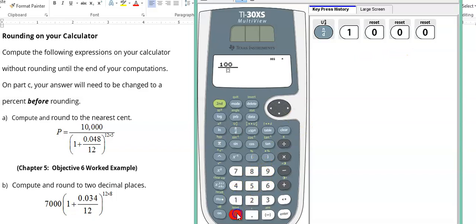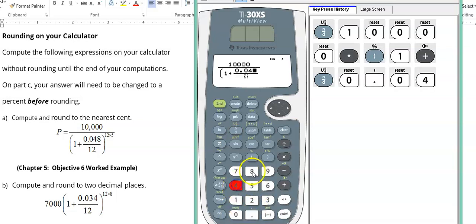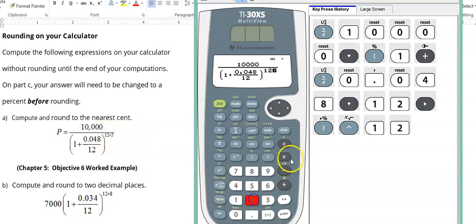The numerator has 10,000 in it. And the denominator, I'm going to set this up just like I see it. So I need parentheses, 1 plus a new fraction, 0.048 divided by 12. Move the arrow to the right and close the parentheses. Now I'm going to use the caret for the exponent. And you can multiply this first, or you can just multiply it in there, 12 times 5.